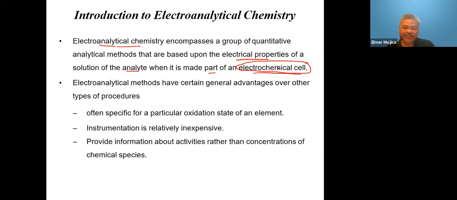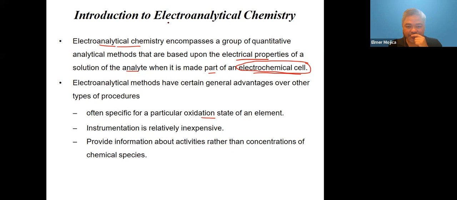So everything that is being done there has a setup, okay, similar to electrochemical cell. Noon malaki siya, ngayon pwede siyang parang strip lang. Okay? So if we're going to look at these electroanalytical methods, marami siyang advantages over, we could say, the other analytical methods that we have discussed. I listed some here, although marami pa bukod dyan. So we could say specific siya for a particular oxidation state of an element.